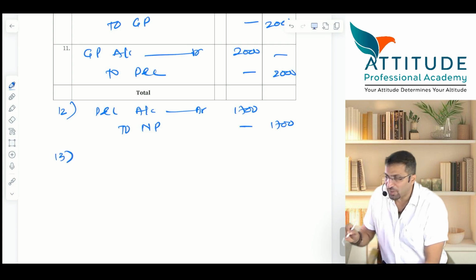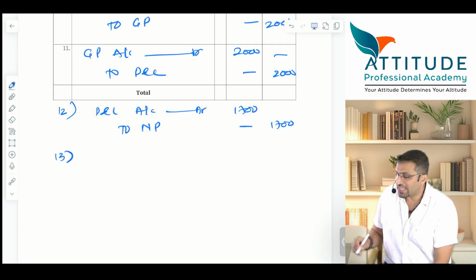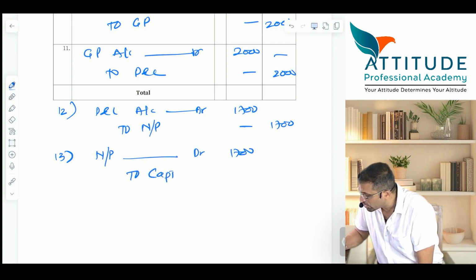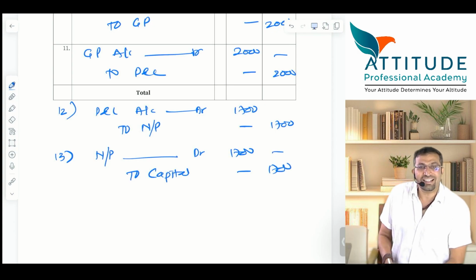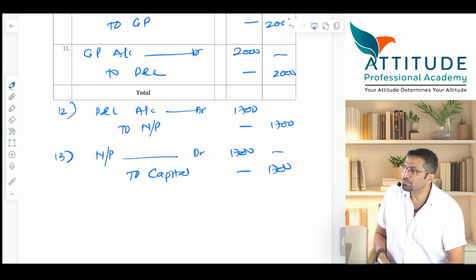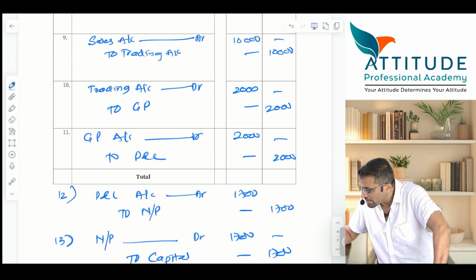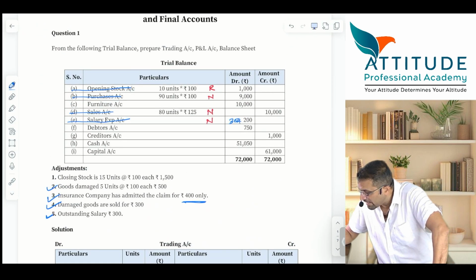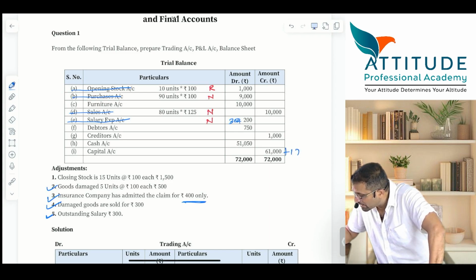Now tell me, net profit should also get closed. Transfer to what account? Excellent, guys. You're really doing well. Appreciable. Net profit account debit 1700 to capital account. Because who is going to enjoy the profits? Owner. And owner's balance is represented by capital. Now will the capital also change? Yes, be careful. Capital is 1700 higher. Capital will be plus 1700.